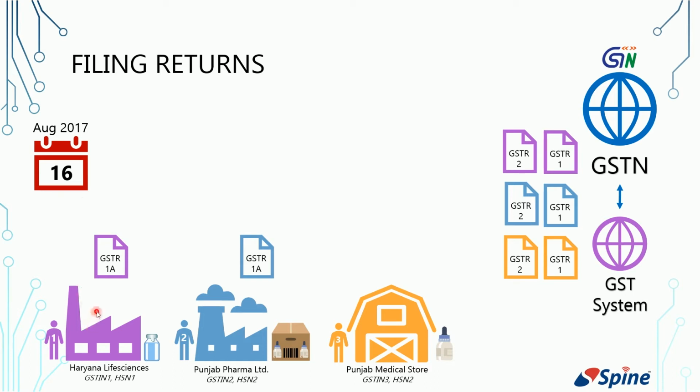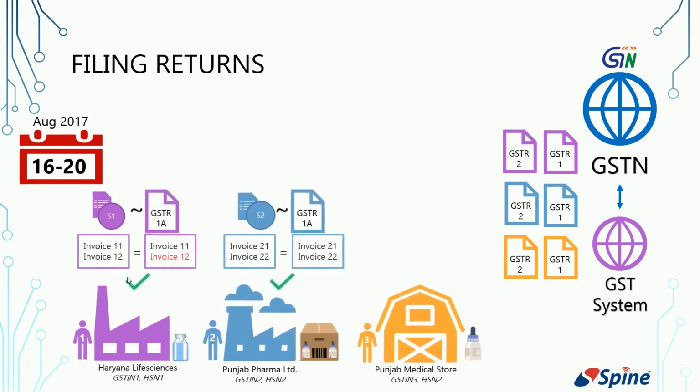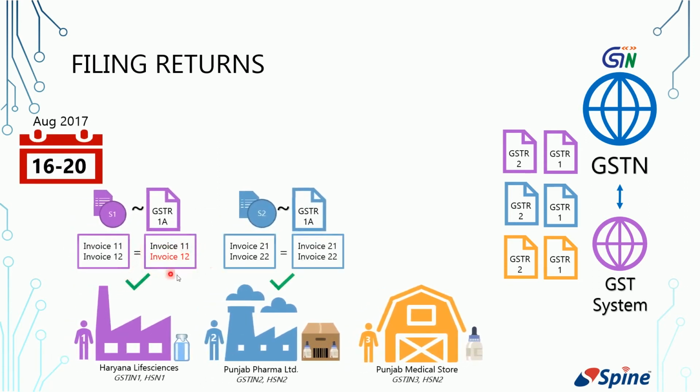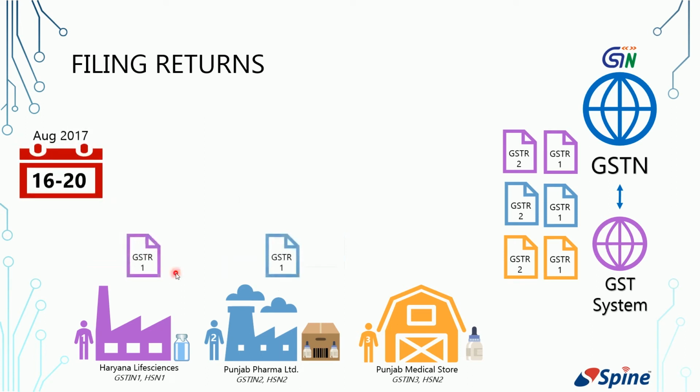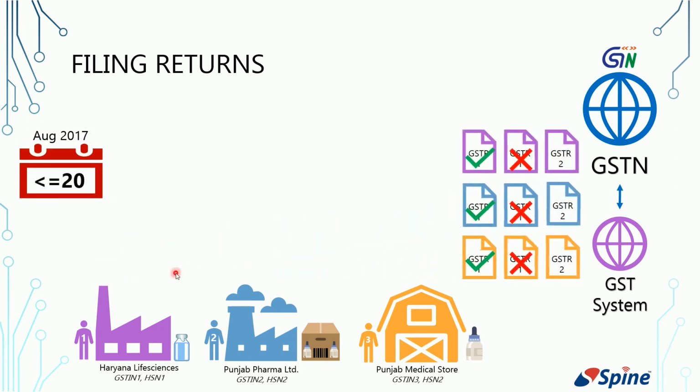The taxpayers compare GSTR1A with the details of their outward supplies between the 16th and 20th of August. On comparing, the details of Punjab Farmer remain the same, but Haryana Life Sciences finds out that it had missed one invoice. So, it enters invoice number 12. This prepares the updated GSTR1. The new GSTR1 is uploaded on the GST Common Portal before the 20th of August. Once uploaded, the old GSTR1 gets replaced with this file.